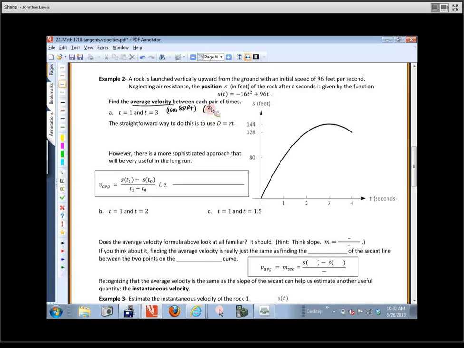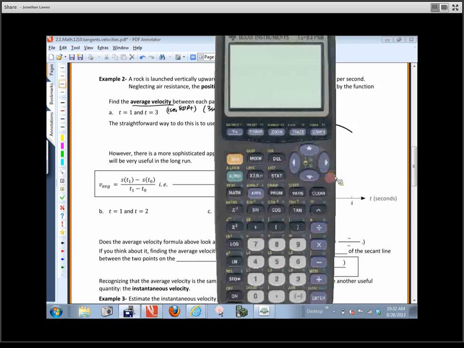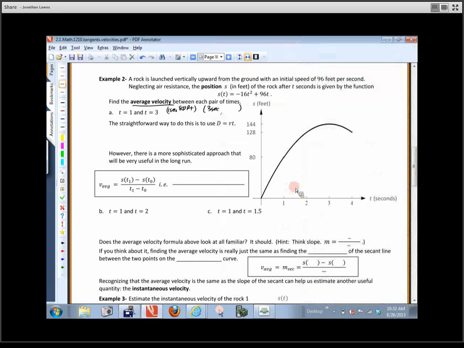And at 3 seconds, how high is it off the ground? Say 144. 144. I'm just kidding. I don't know what it is. I think it's 144 though. You're right, it's 144. And see how nice this is, that the diagrams are already set up for you?